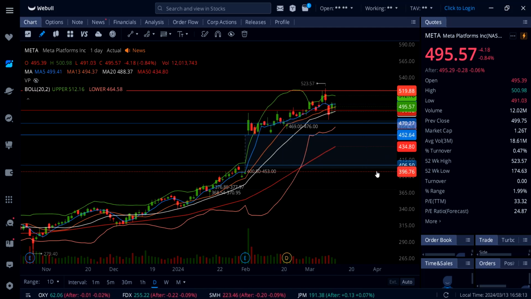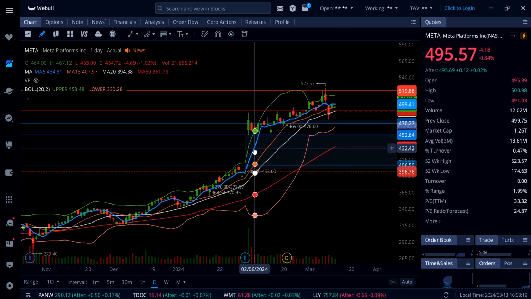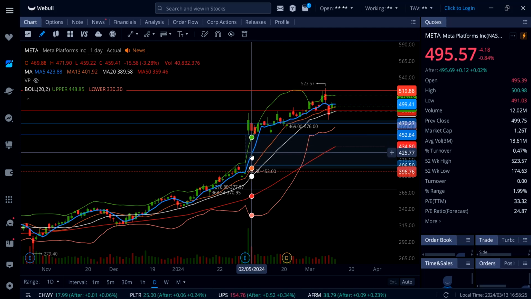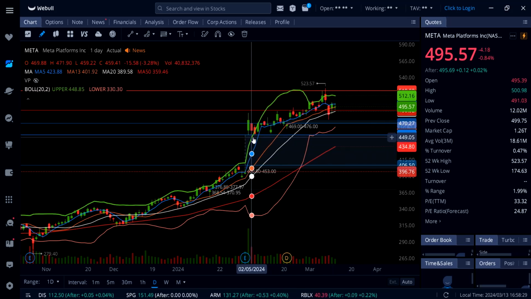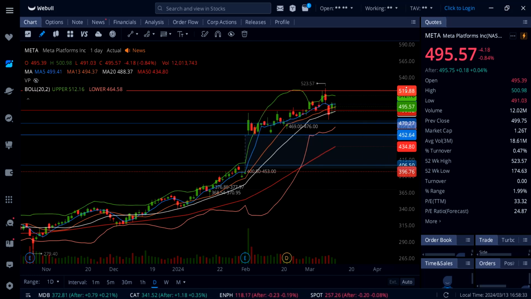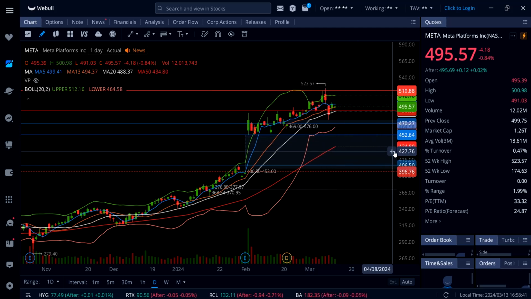Now as long as Meta can stay above 490, watch out for a move back up to right here, 5-day moving average, close to 500, and above 500, this thing can move again, back up to the upside, possibly back up to not only upper Bollinger Band, which is sitting right here at 512, this thing can run even higher up to 520, and then previous all-time highs 523.57. We can go past that here on Meta once we get that breakout over 520.